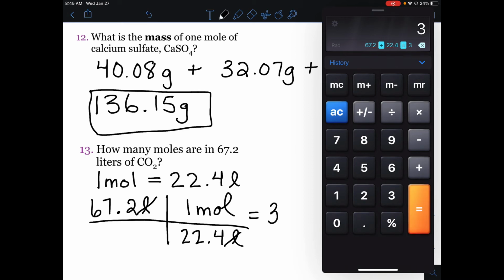Now, I do need to pay attention to sig figs here, right? Because this is a measured quantity of 67.2 liters, which has 3 sig figs. So my answer should really be 3.00 moles, should be my final answer there. And I always like to put a box around the final answer.